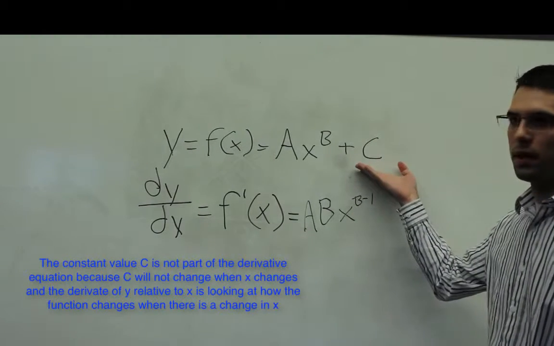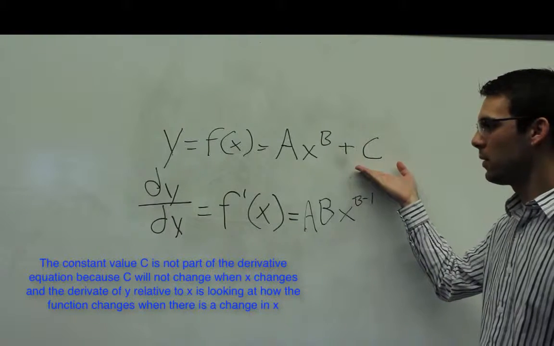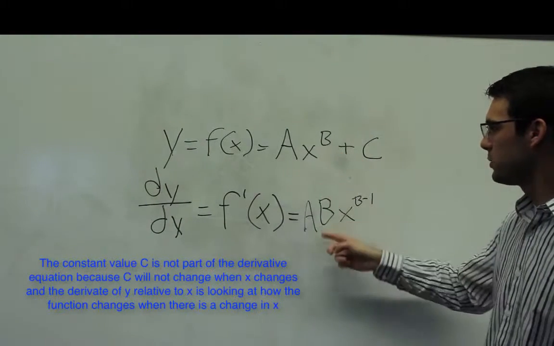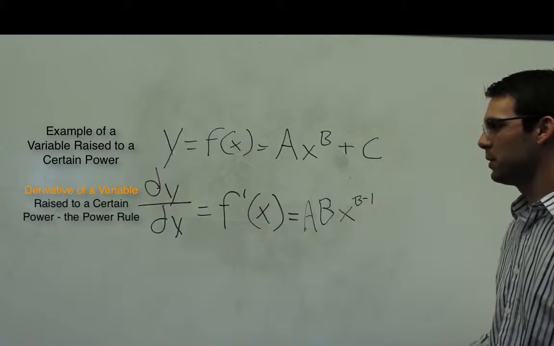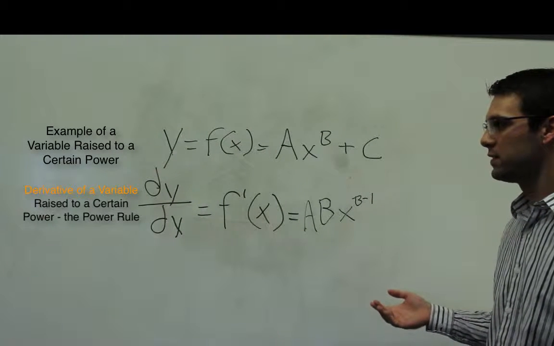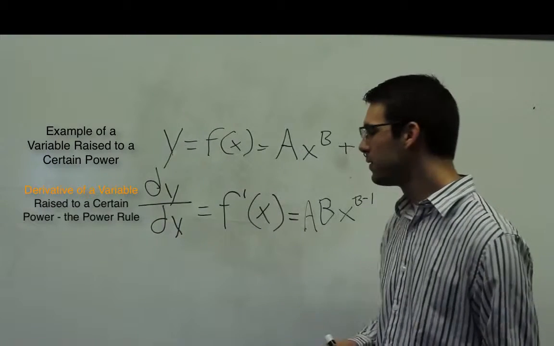You're always going to be dropping the constant at the end that's not attached to any variable when doing a power rule. Take the exponent, multiply it, and subtract 1. Okay? So this should help you out with any derivatives where you're starting out with a polynomial function.